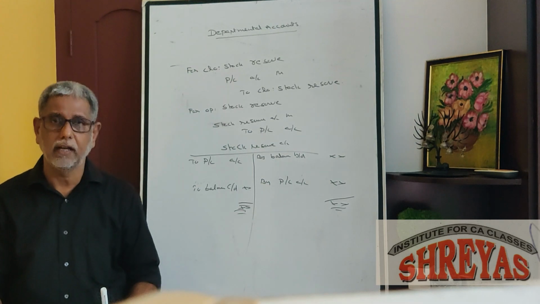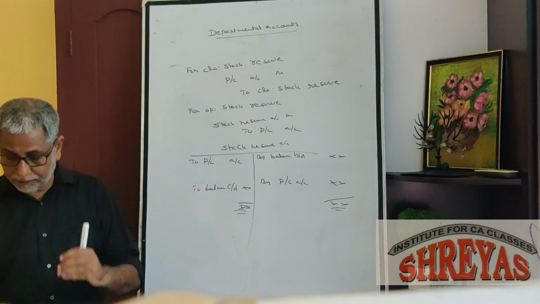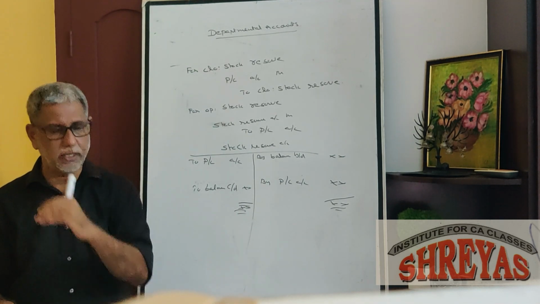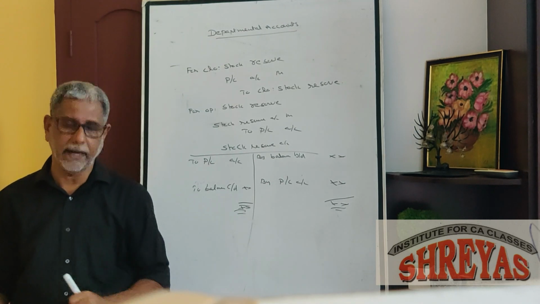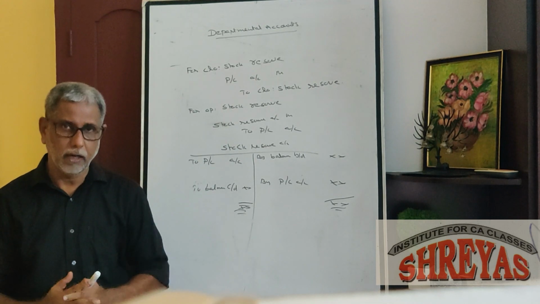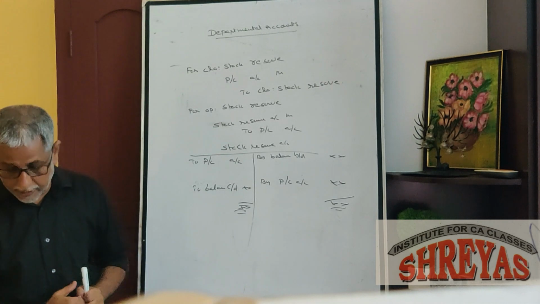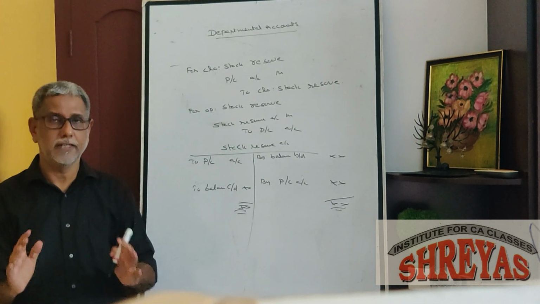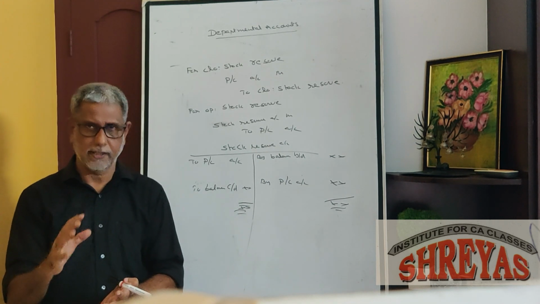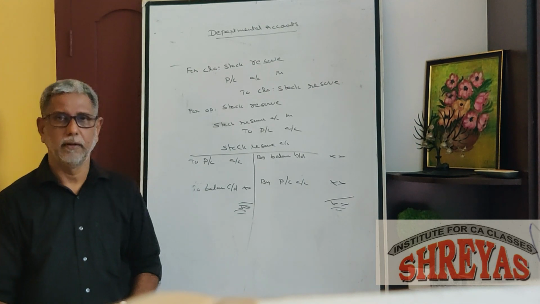That is 150. So how will you calculate stock reserve? 27,000 into 50 by 150. That is 1/3. 27,000 into 1 by 3. That comes to 9,000. That is the closing stock reserve included in this 27,000. That is to be eliminated. ഇതാണ് ഈ ചാപ്റ്ററിന്റെ ഏറ്റവും പ്രധാനപ്പെട്ട പോർഷൻ. സ്റ്റോക്ക് റിസർവ് എങ്ങനെ കാൽക്കുലേറ്റ് ചെയ്യും, എങ്ങനെ എലിമിനേറ്റ് ചെയ്യും. ഓക്കെ.